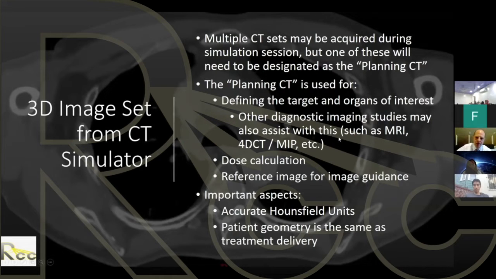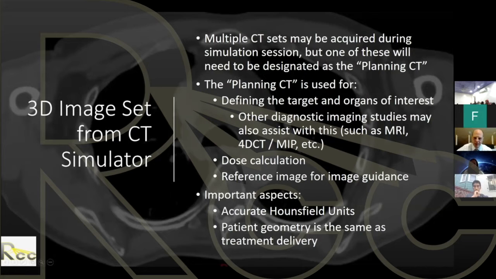We may use other diagnostic image sets to help with defining the target and the organs of interest. One example would be a 4D CT in the MIP or an MRI that might be imported to help define the targets and the organs of interest. Although in many cases, it's just very simple. We have a single CT that's imported and is used for all of these purposes, and that would be our planning CT. In fact, I would say maybe most of our cases, that's how we do it.